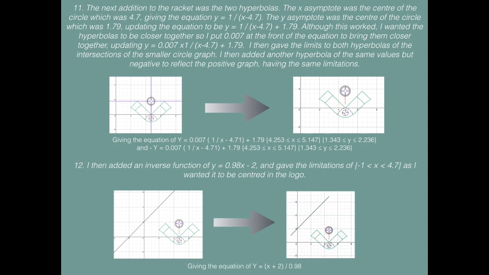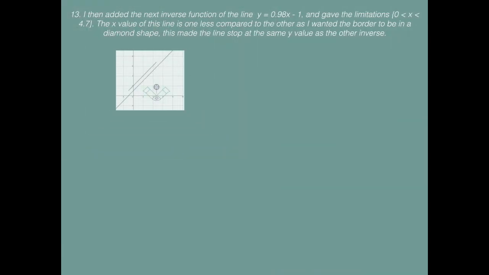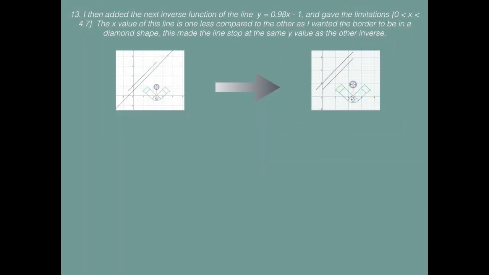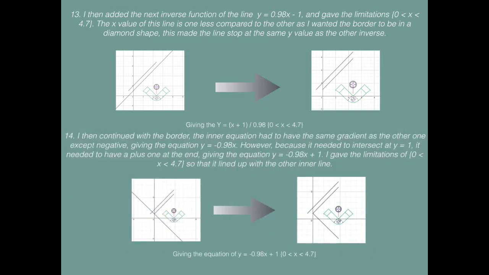Step 12 was the addition of the first inverse function of y equals 0.98x minus 2, with limitations that centered it with the logo. Step 13 was adding another straight line of the same equation but translated down 1 unit. Step 14, I made another straight line and found the equation because it had the same gradient, just negative, and intersects at 1.